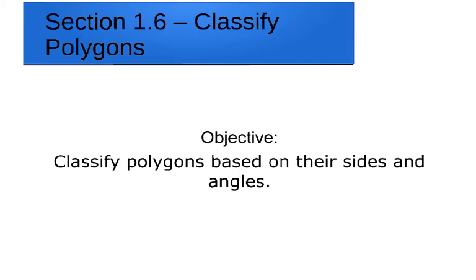Alright, geometry class, here we are again, and we are in chapter 1, section 6, and we're going to be classifying polygons. And our objective today is to classify polygons based on their sides and their angles. So here we go.